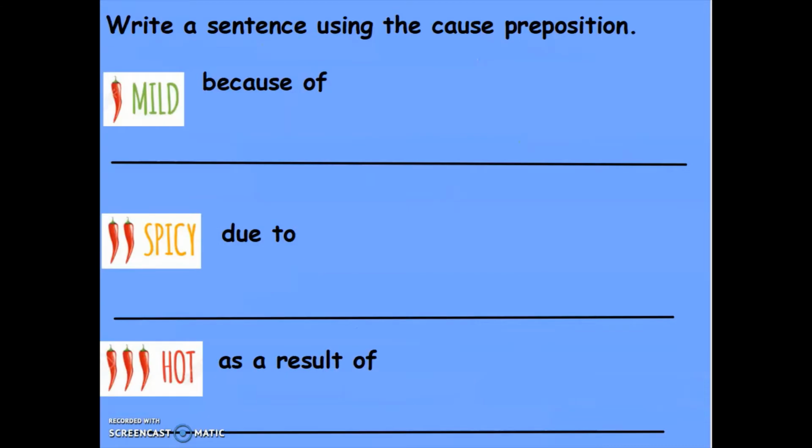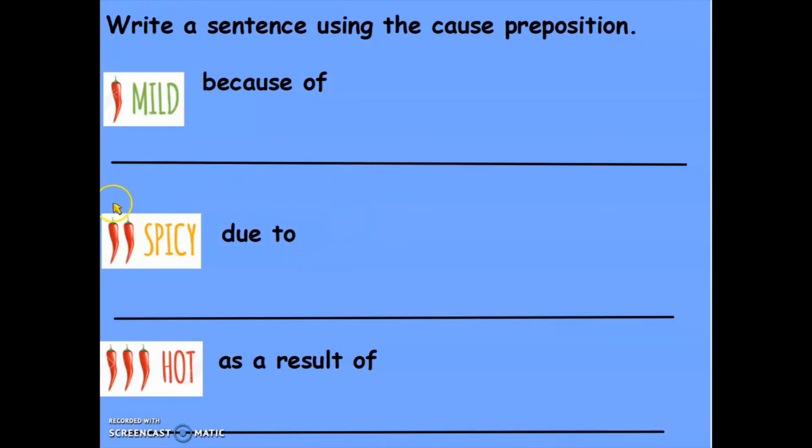Now it's your turn to try writing a sentence using a cause preposition. The mild challenge is to write a sentence using because of, to describe how something is caused by something else. You might write a sentence such as, the cricket match was cancelled because of the rain.